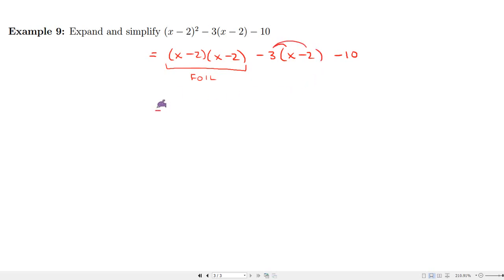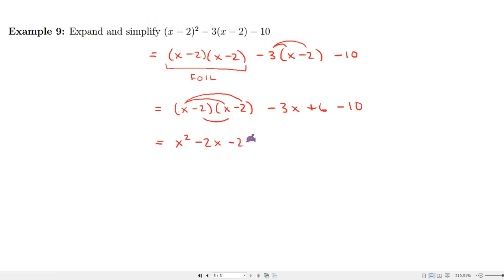Okay, so maybe let me rewrite the thing before doing FOIL, and we'll FOIL it. But here we will have a minus 3x and then a plus 6 after distributing minus 3, and then we'll have the minus 10. Okay, so now let's FOIL. So we'll have the first two will be x squared. The outside is minus 2x. Inside is minus 2x. And then the last two terms, minus 2 times minus 2 gives us plus 4. Minus 3x plus 6 minus 10.